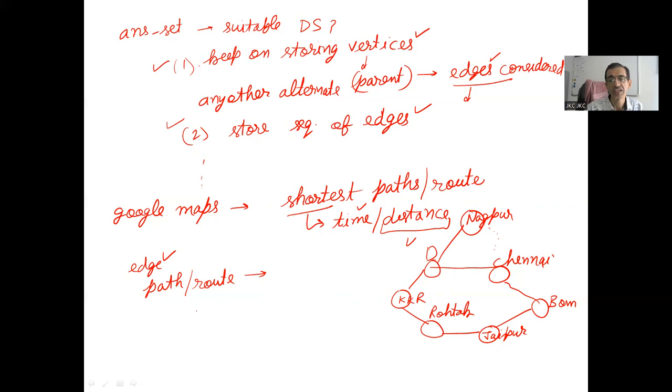If I have to go to Delhi also, there could be a route going Kurukshetra to Rohtak, Rohtak to Delhi. Or Kurukshetra to some other city and then to Delhi. Or there could be a direct route: Kurukshetra to Karnal, Panipat, Sonipat. This is a direct route. So when I say edge, there is a direct route available.